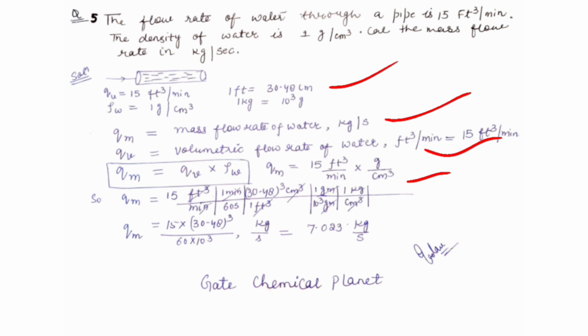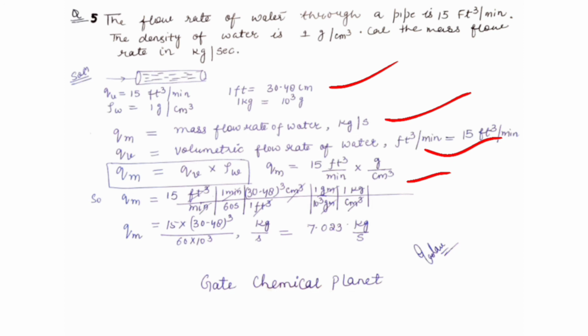So here first we will convert minutes into second. So we will write 1 minute equals to 60 seconds, and then we have to convert feet into centimeter, because in density side we have already centimeter cube. So when we convert feet into centimeter cube, it will cancel out in both numerator and denominator side. So 1 feet equals to 30.48 to the power whole cube, because it is feet cube. It is not single feet, it is feet cube. So 1 feet cube equals to 30.48 to the power 3 centimeter cube.